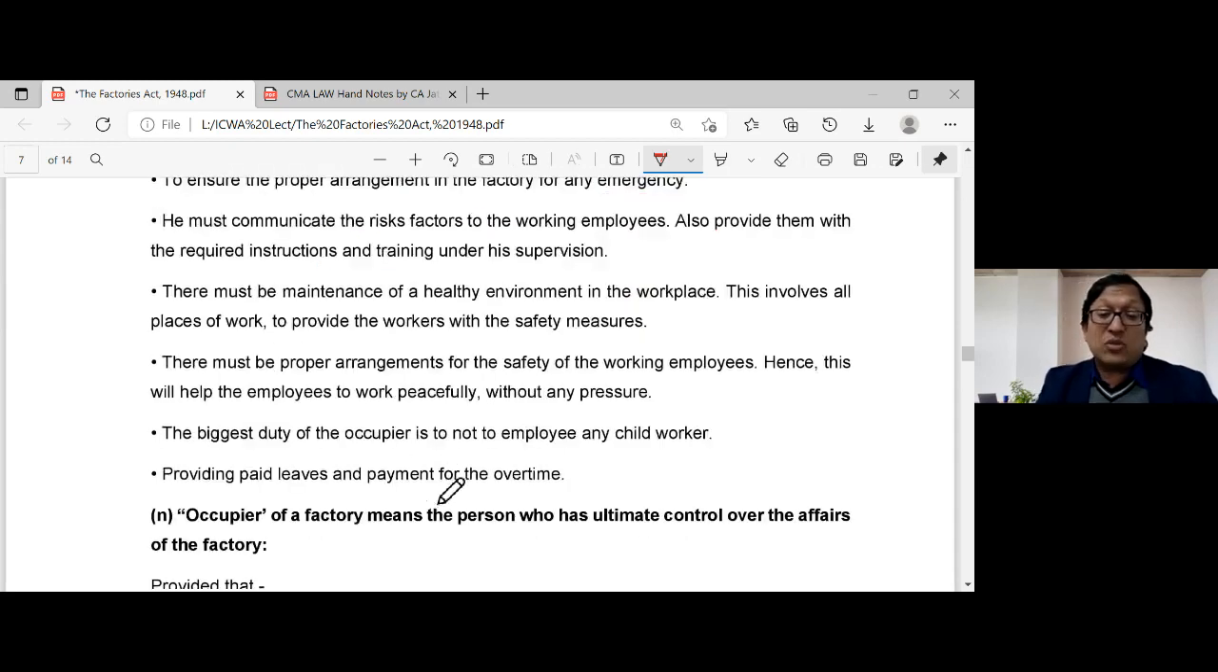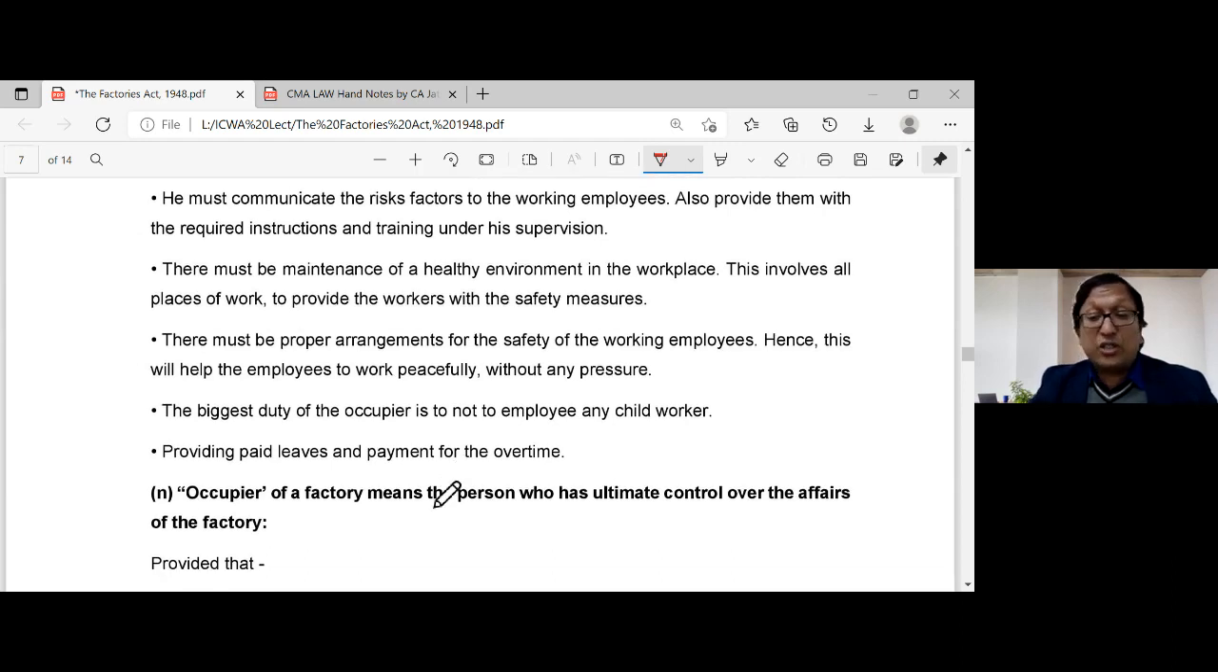There must be maintenance of a healthy environment in the workspace. This involves places of work providing the workers with safety measures. Proper drinking water should be there. Proper safety conditions should be there. Health should be taken into consideration. There must be proper arrangement for the safety of the working employees. Hence, this will help the employees to work peacefully without any pressure.